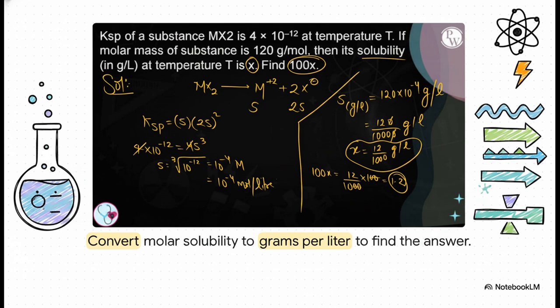But wait, this is exactly where students freeze. The answer needs to be in grams per liter. Don't panic. We simply multiply that molar solubility by the given molar mass, let's say 120 grams per mole, to nail down our precise final answer. See? Structural logic beats panic every single time.